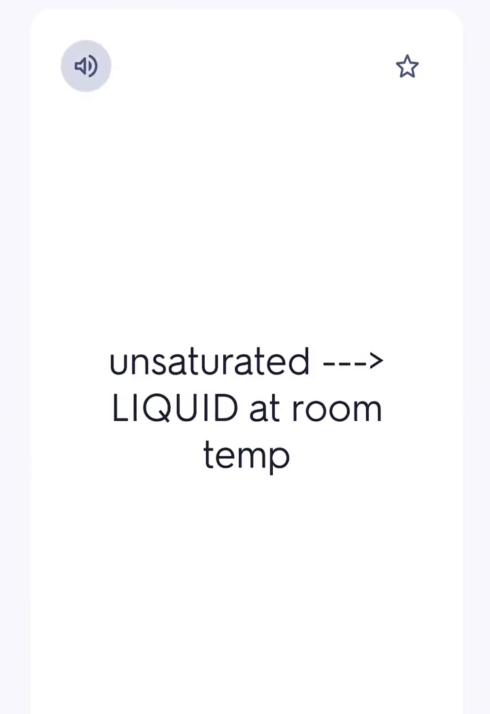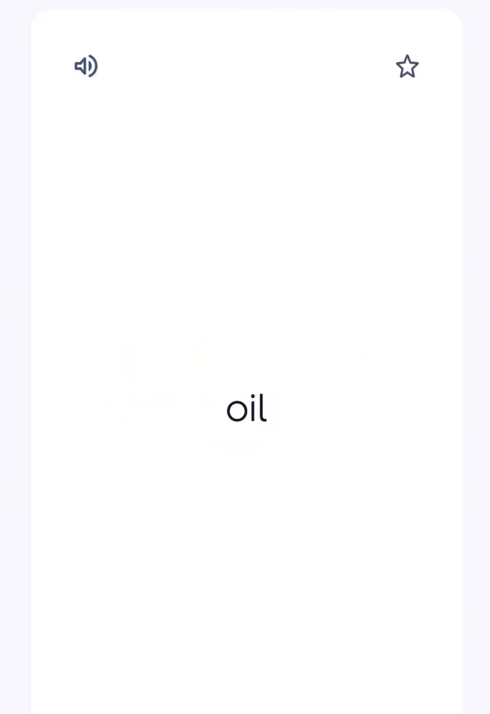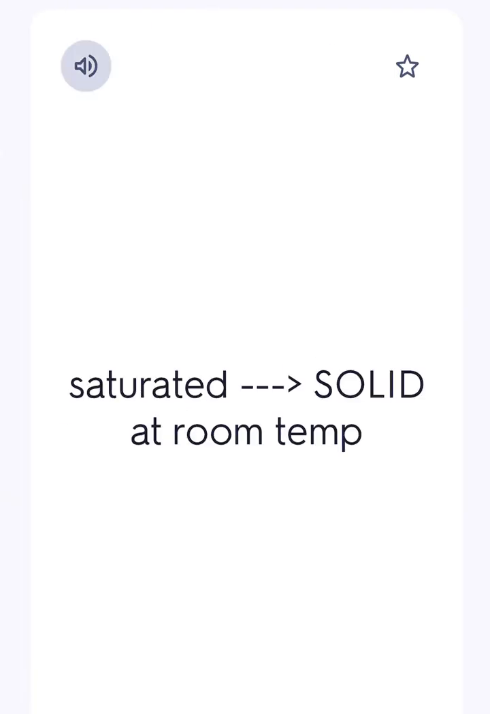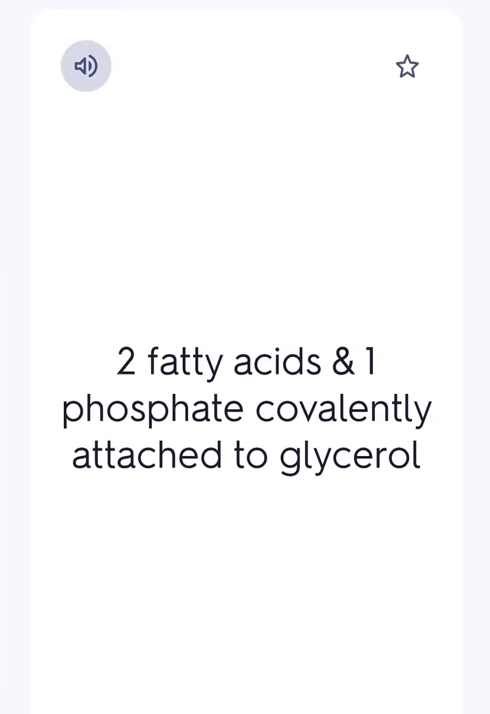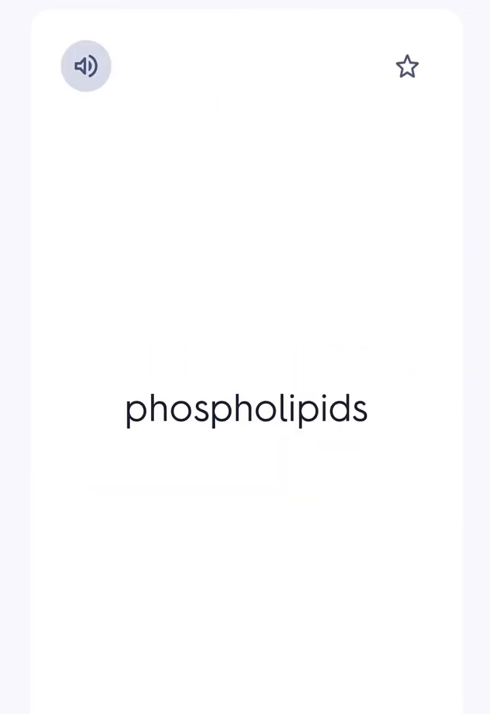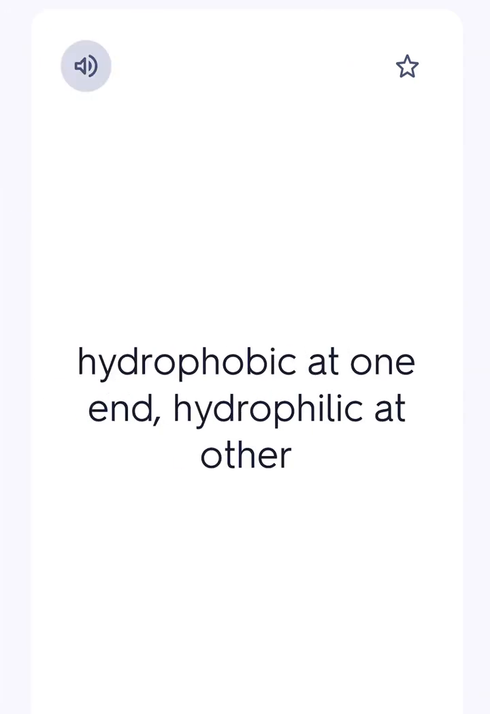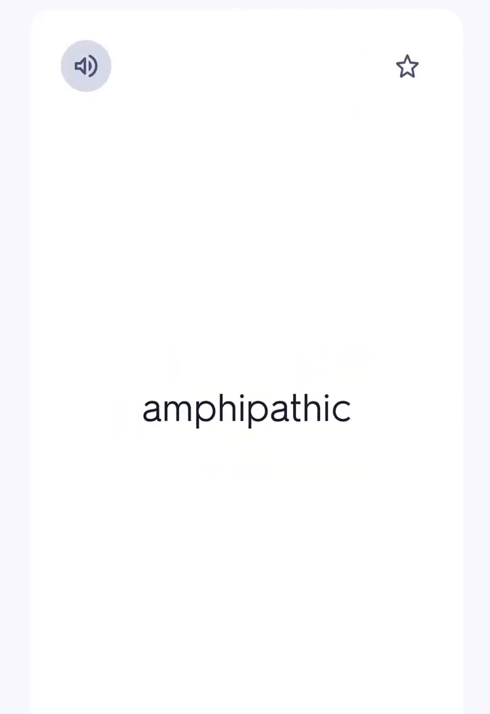Unsaturated, liquid at room temperature: oil. Saturated, solid at room temperature: fat. Phospholipids: 2 fatty acids and 1 phosphate covalently attached to glycerol. Hydrophobic at one end, hydrophilic at the other: amphipathic.